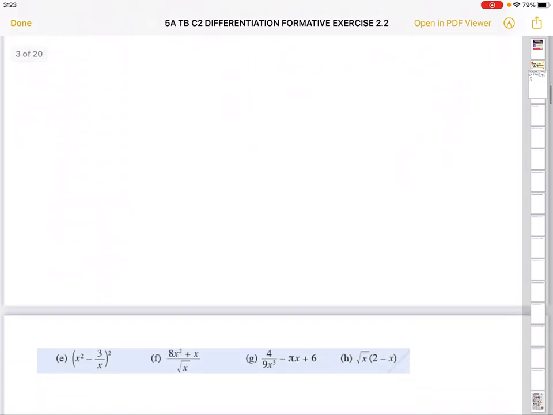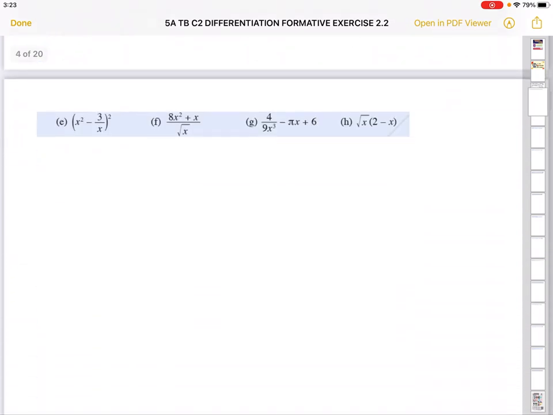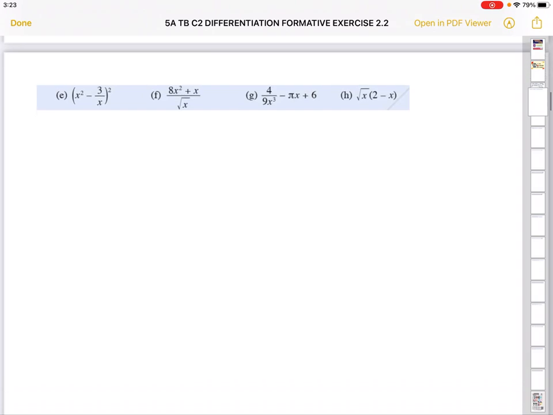Okay, moving on to the second part of question number 1, part E, F, G, and H. So now, if you have a bracket squared, some of you have probably learned about the composite function method. That is, you can bring the power down, copy the bracket, reduce the power by 1, and differentiate inside the bracket. Well, you can do that, but for the early, preliminary part, I would say it's better to just expand it. It's not to say it's easier, it's about the same.